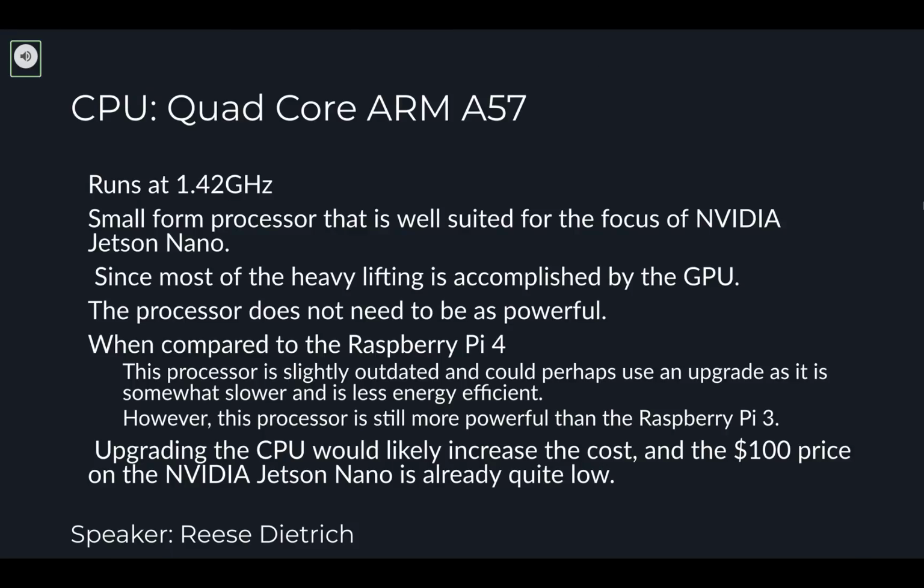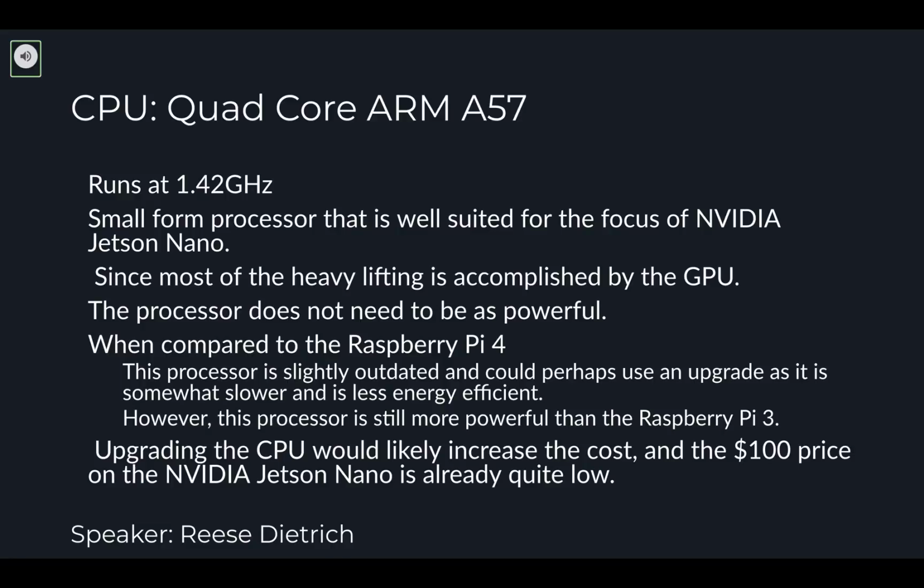The CPU is a quad-core ARM A57. It runs at 1.42 gigahertz, which when compared to a desktop processor is kind of slow. It's still pretty fast for a board of this size. The small form processor is well suited for the focus of the NVIDIA Jetson Nano.